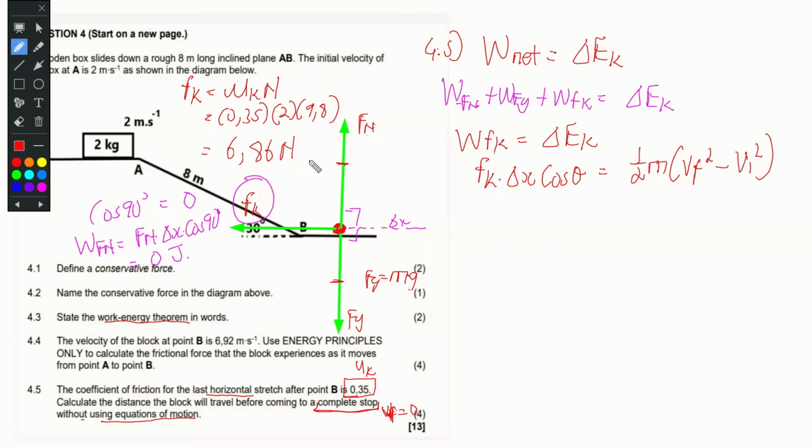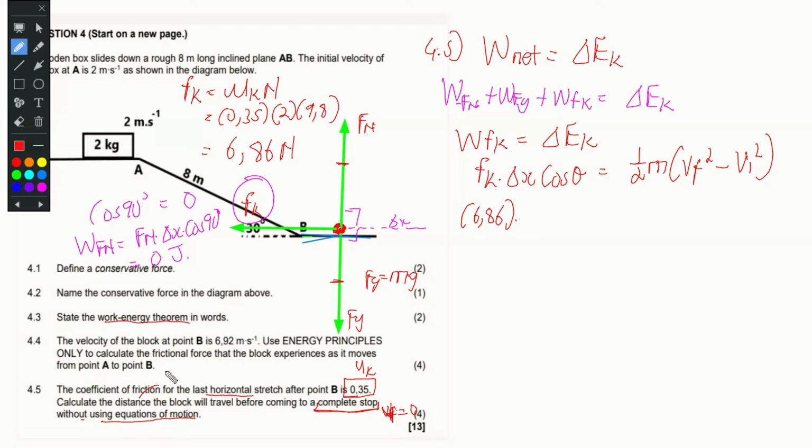6.86 newtons. And then we can replace it here now to say that this is 6.86. And then the displacement, that's what we are looking for. We are not using the 8 now because remember, we are done with A to B. We are now on the horizontal stretch here. And as you can see with the question, it's asking us to calculate the distance.